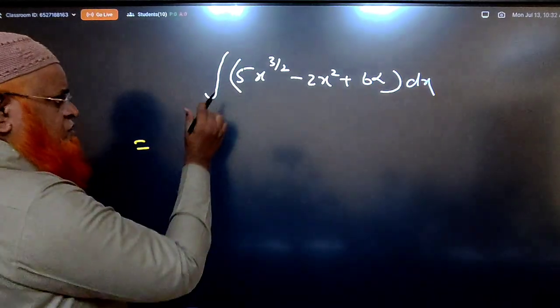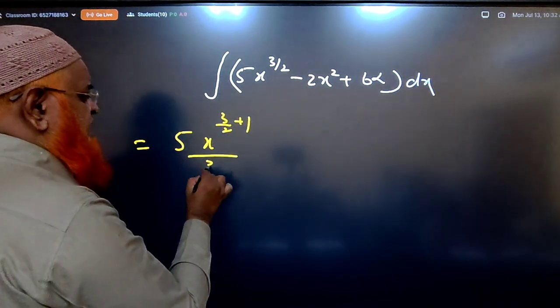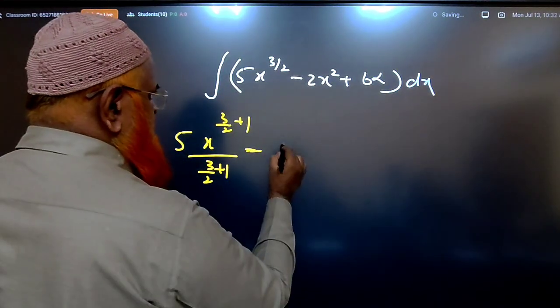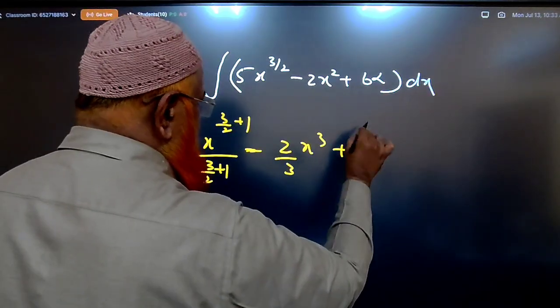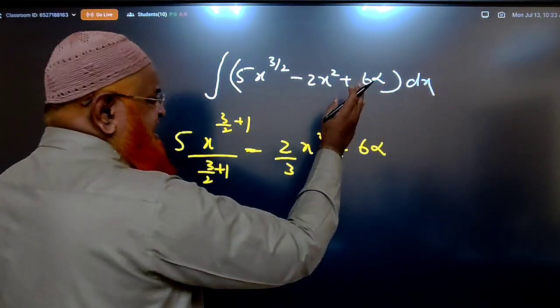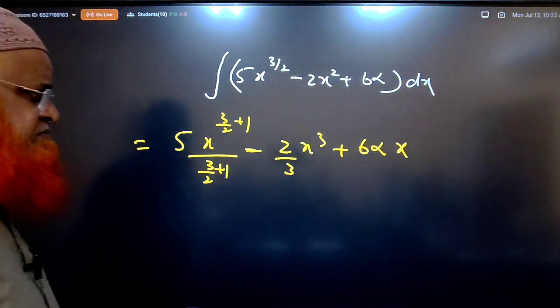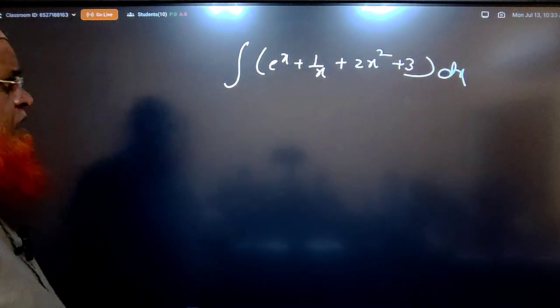Next here, 5 x power of 3 by 2 plus 1 by 3 by 2 plus 1, minus 2 x cube by 3, plus 6 also a constant, alpha is also a constant. Integration of just dx is going to be x, that's it. You can simplify now that you have understood.